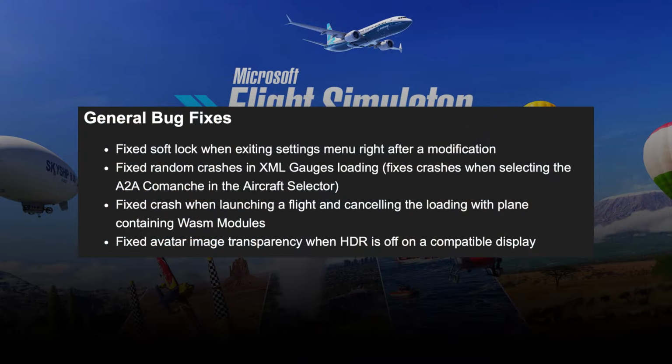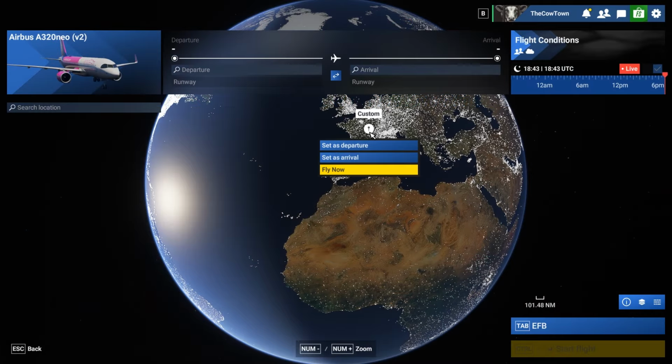Next up, fixed random crashes in XML gauges loading, fixed crashes when selecting the A2A Comanche in the aircraft selector, and fixed a crash when launching a flight and canceling the loading with a plane containing WASM modules. So you're pretty much going to be getting that from airliners and everything like that.